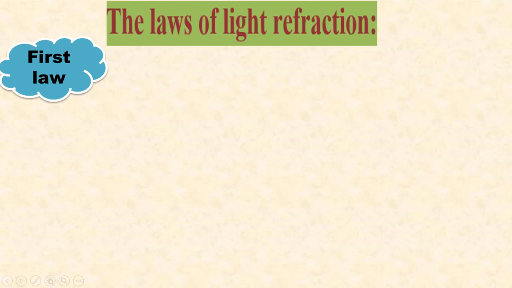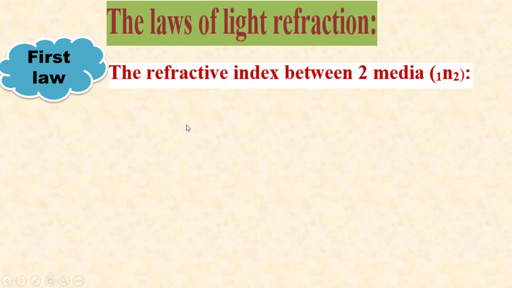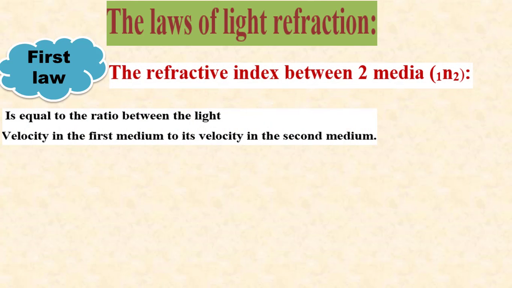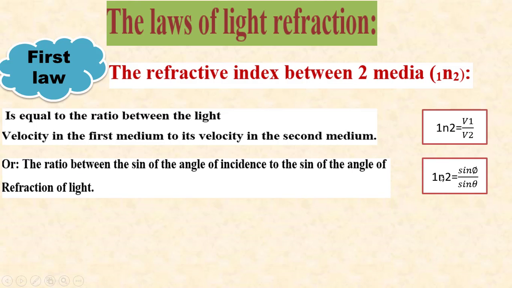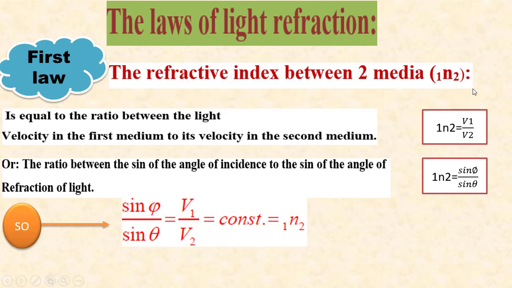Now we'll start talking about the laws of light refraction. The first law indicates that the relative refractive index between two media, n1,2, is equal to the ratio between the light speed in the first medium to the light speed in the second medium, or the ratio between the sine of the angle of incidence in the first medium to the sine of the angle of refraction in the second medium. So n1,2 equals v1 over v2 equals sine phi over sine theta, which is a constant between two media.